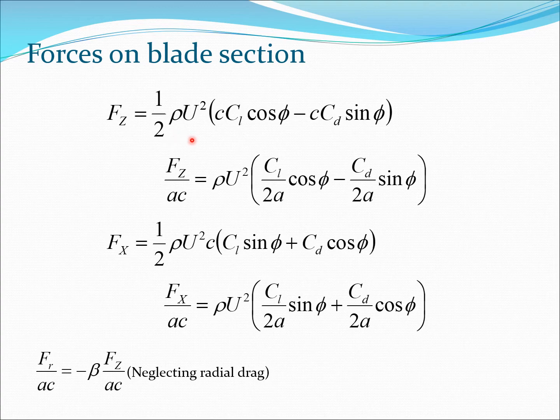Cl and Cd, and therefore we get these expressions here. So you can clearly see here the Cl and Cd have come in these equations, and then we divide Fc by Ac here, Fx by the same value, and we get these two equations. Okay. Also for Fr, we get this equation where we are neglecting the radial drag term. So Fr is completely dependent on Fz, as well as there is a beta term here as we saw in the previous slide.